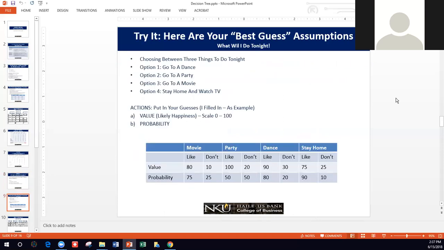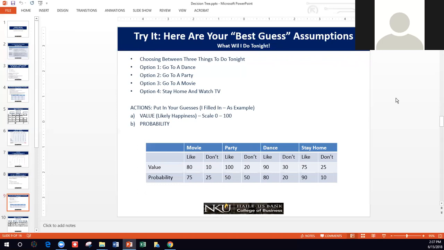Now, you've probably had a situation like this. My wife goes, all right, what are we going to do tonight? Oh, no, what do you want to do tonight? Oh, no, what do you want to do tonight? Okay, come on. Let's try to do this like a decision. What are our options? Well, we can go to a dance. We can go to a party. A particular movie we might want to see, or we may stay home and watch TV.